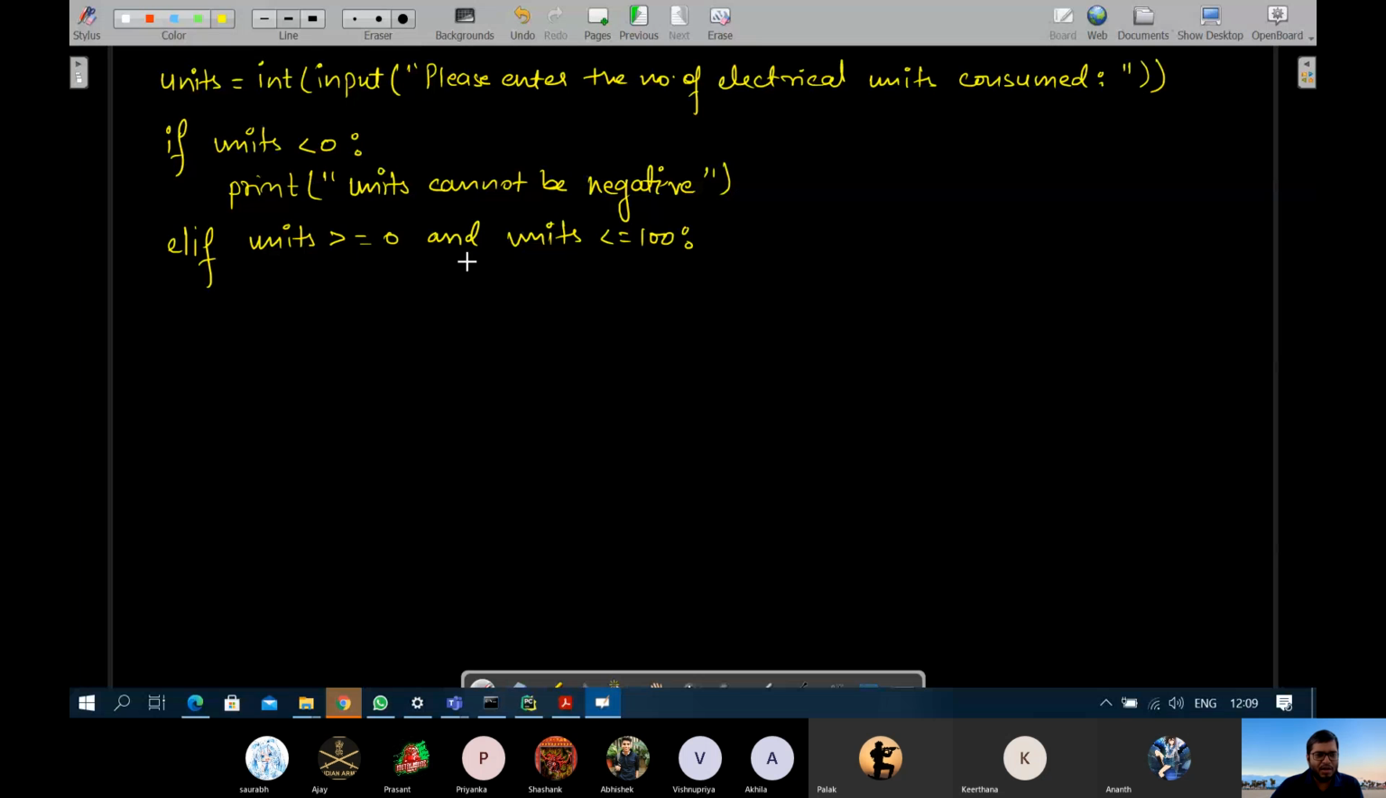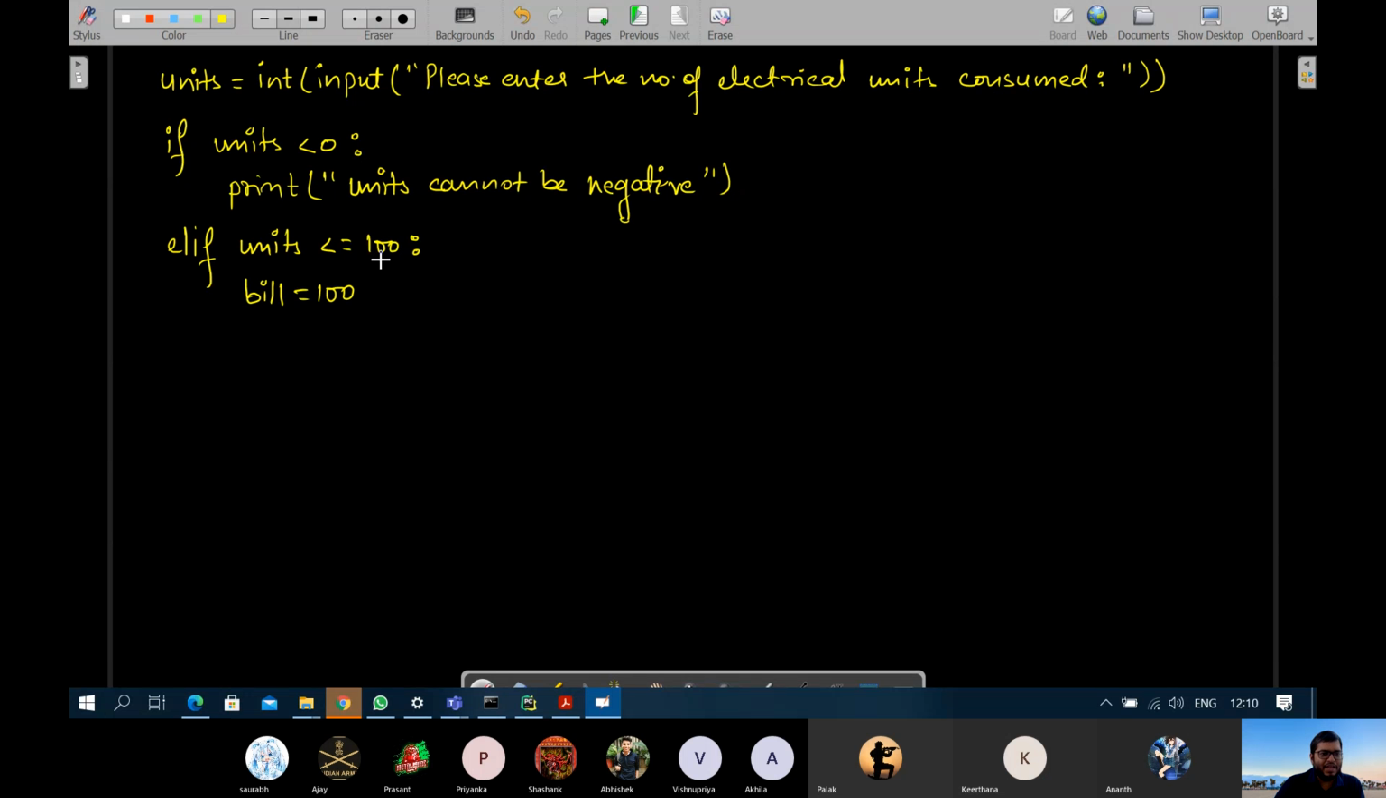ये पूरा लिखने की तो जरूरत नहीं है. क्यों? Because it is obvious that if it has come in elif, that means number of units is of course greater than 0. That means greater than equal to 0. So what I'll do is I'll only write elif units is less than equals to 100, then your bill will be computed as rupees 100.